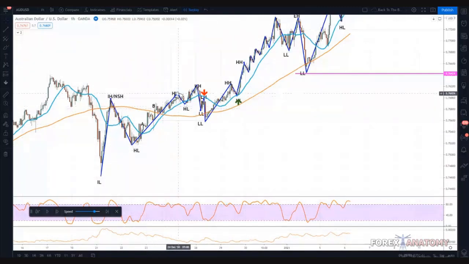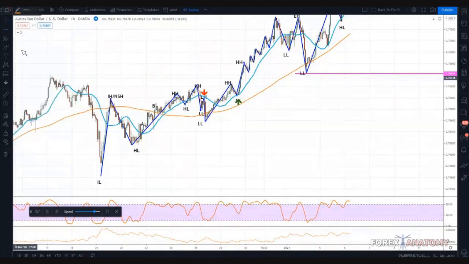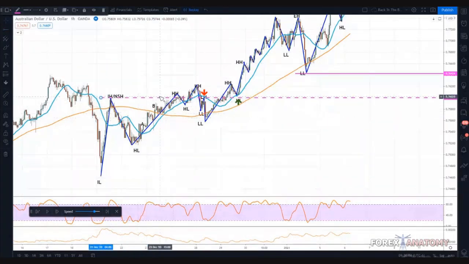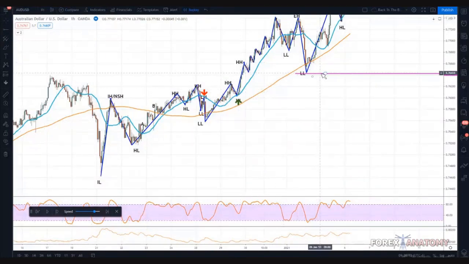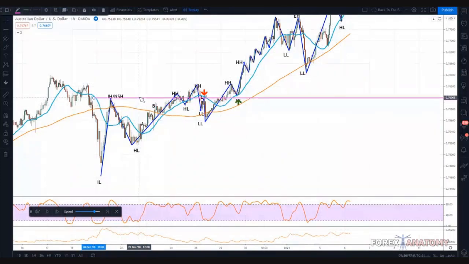So once we get this push right here and a break and violation of this structure, let me make this a full dash line. Let me delete this line and let me drag this one. Oops, right here. As soon as we get a break of this high right here, we now have what you would consider to be a higher high.